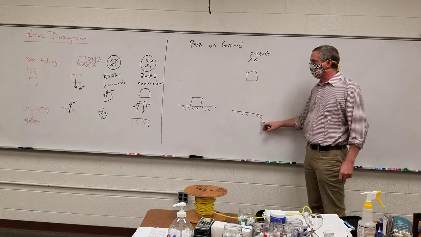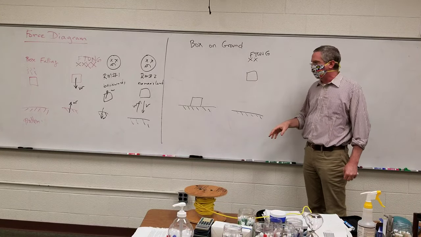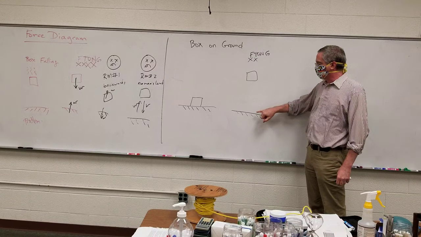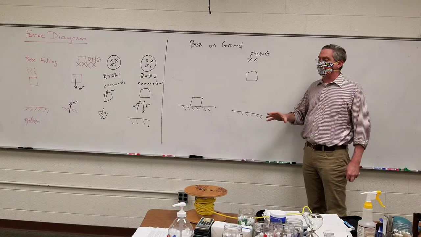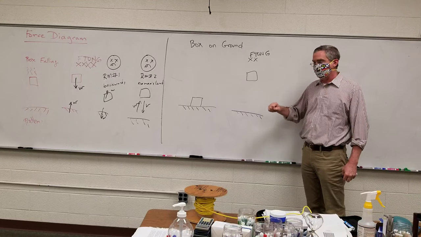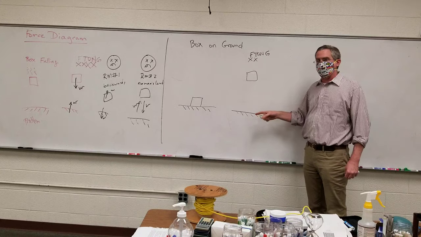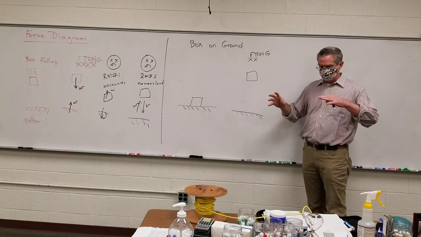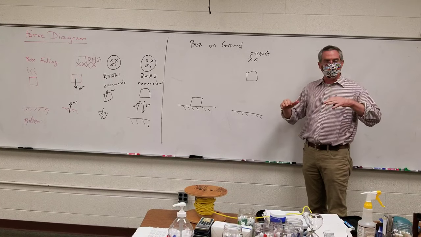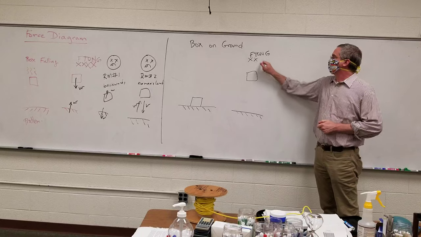The hash marks here, if you look at some old assignments, sometimes I have the hash marks, sometimes I don't. On the complex force diagram, there's usually ground involved, but ground is often overlooked when people are actually drawing arrows. If I remember, I put the hash marks in there. Usually hash marks indicate an object that we are going to assume, for the purpose of the problem, is not moving.